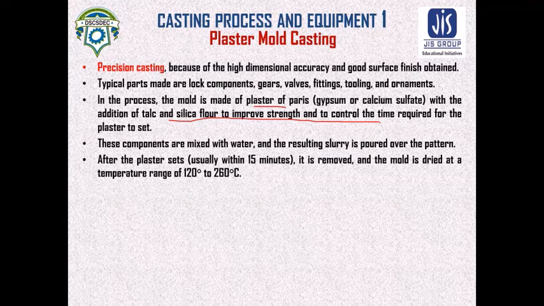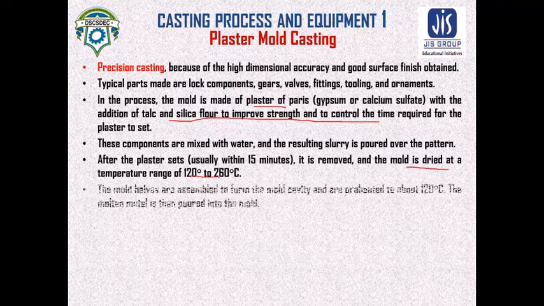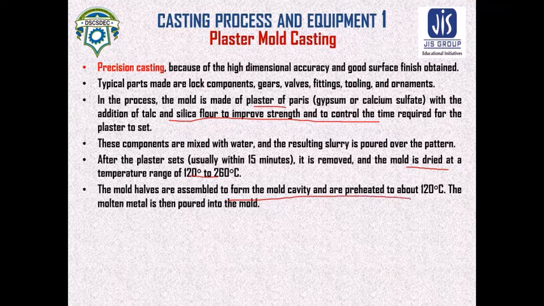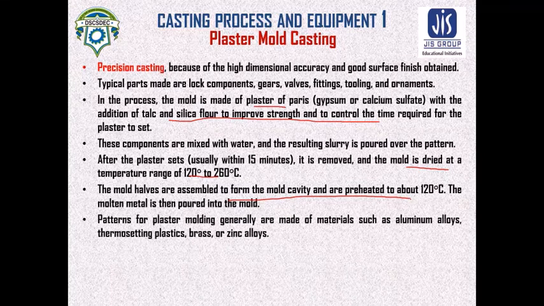The plaster sets, and after the plaster is set, the pattern is removed. The mold is dried at a temperature range of 120 to 260 degrees Celsius. The mold halves are then assembled to form the mold cavity and are preheated to about 120 degrees Celsius. Then the molten material is poured into the mold. Patterns for plaster molding generally are made of materials such as aluminium alloy, thermosetting plastic, brass and zinc alloy.